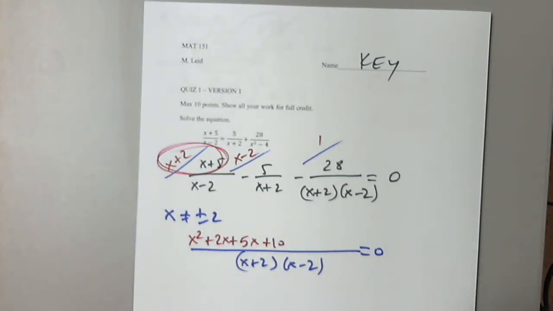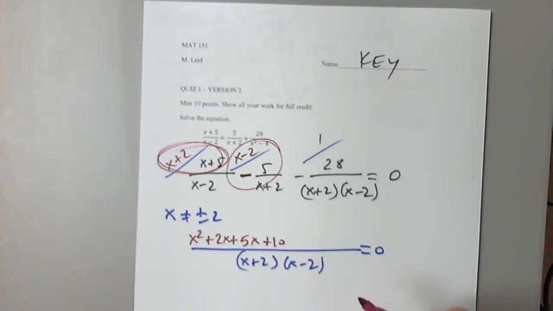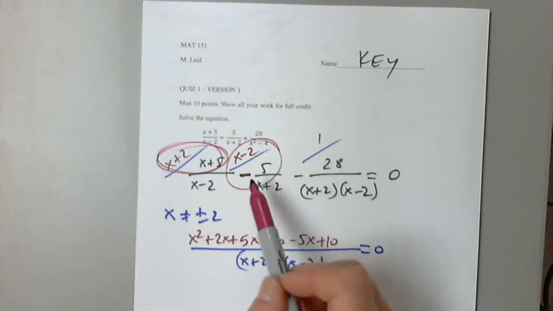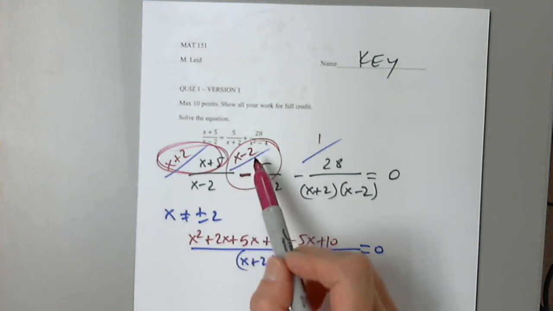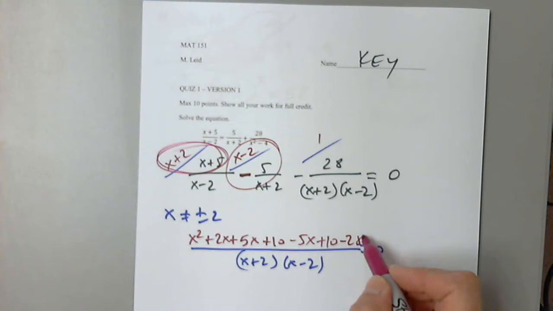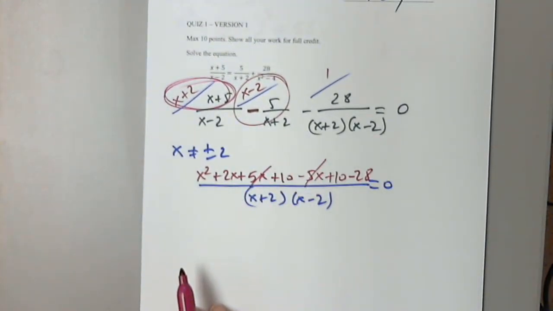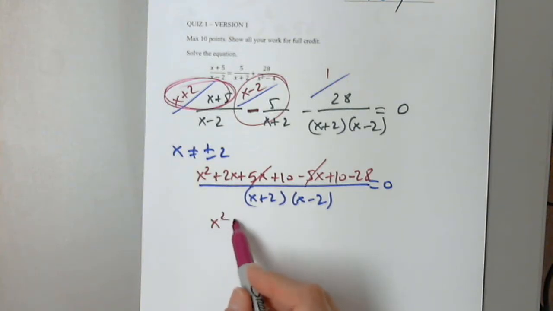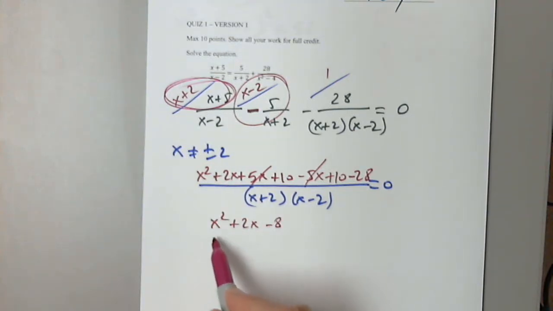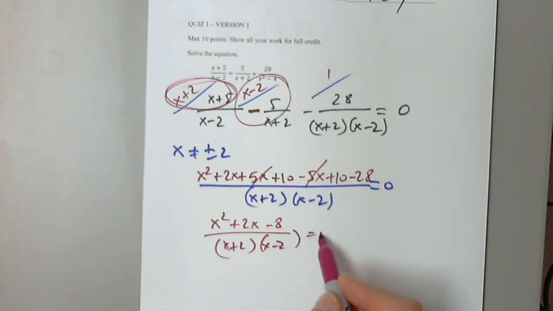Awesome. Great job. Then, now we want this product with the minus, don't forget. Minus 5x minus 10. How can it be minus 10? We have to distribute to both, right? Clear? Okay. And then? Minus 28. Perfect. So then these two go away. Then we have x squared plus 2x minus 8 divided by (x plus 2)(x minus 2) equals 0.